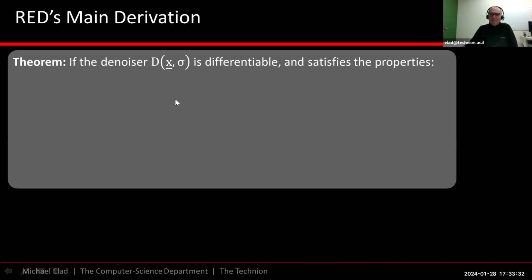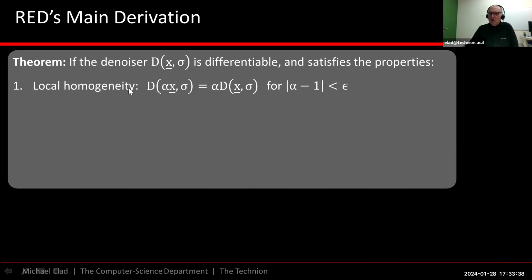So here is the theorem. Basically, if you have a denoiser D, and it is differentiable, and it satisfies the following properties: local homogeneity. Local homogeneity says if your denoiser works on the image x multiplied by alpha, and alpha is very close to 1, from above or below, then alpha can go out without any harm. If this is true, then the denoiser is locally homogeneous. Second property, passivity. Let me skip the passivity and go to the next property.